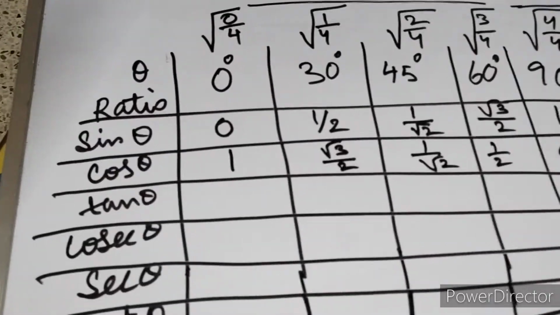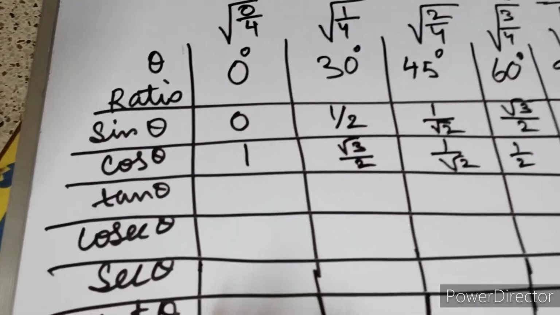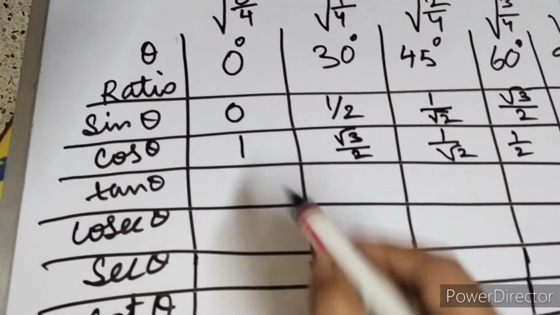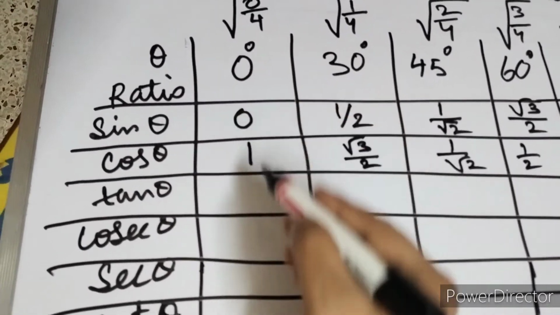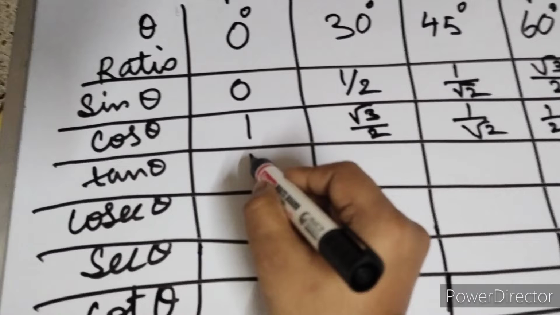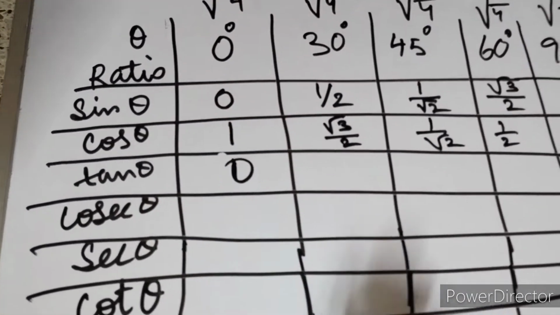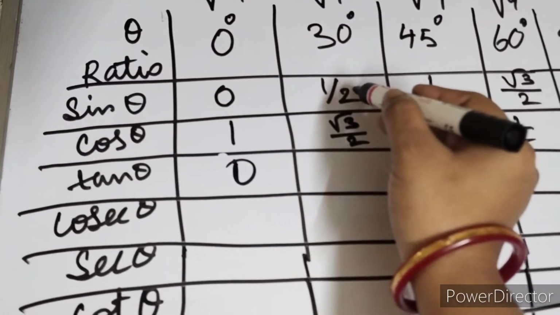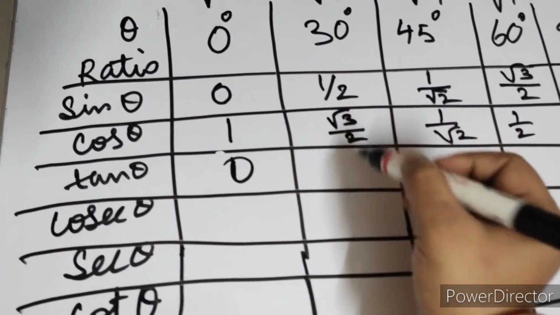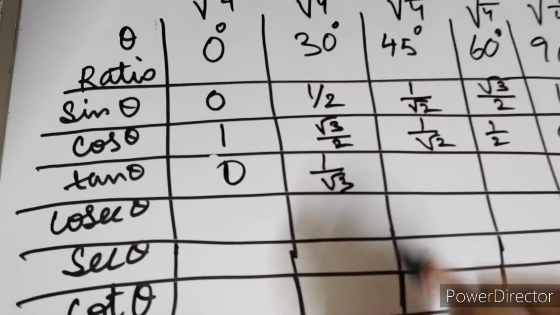Okay. Now, as I said earlier in this video, tan theta is sine theta by cos theta. So the values will also be sine theta by cos theta's values. That means tan 0 is 0 by 1. 0 by 1 is 0. Then this one, if we consider tan 30, then this 2 and this 2 will cancel out, and what we will get is tan 30 as 1 by root 3.